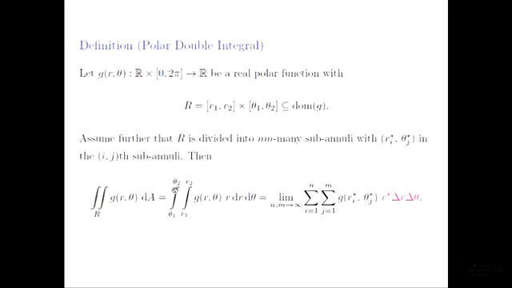And in the end, you're going to find that this is equal to the integral of g(r, θ) r, taking r from r1 to r2 and θ from θ1 to θ2. We can integrate this region by integrating g(r, θ) r dr dθ. And basically, this is all we need right here. In order to integrate over a polar region, we can do this, provided that the region is a rectangular polar region.